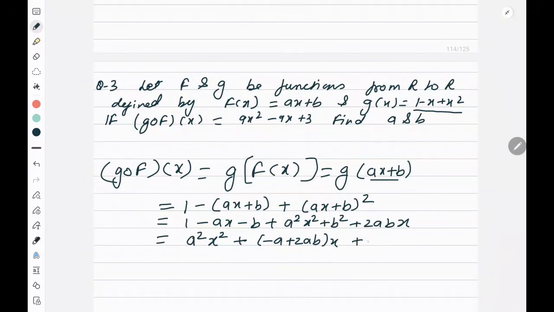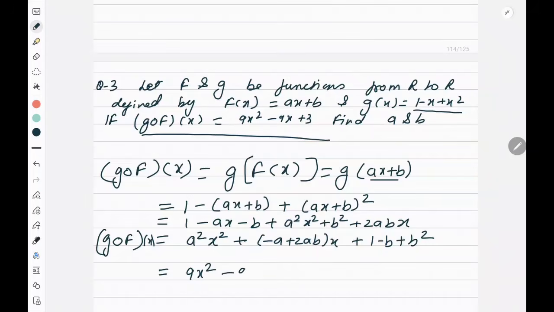And what is the constant term? 1 minus b plus b square. So this is the value of GOF of x, correct? And as per the question, GOF of x is 9x square minus 9x plus 3. So basically I should equate it to 9x square minus 9x plus 3. Now what is the coefficient of x square in both? The coefficient of x square is a square and 9.